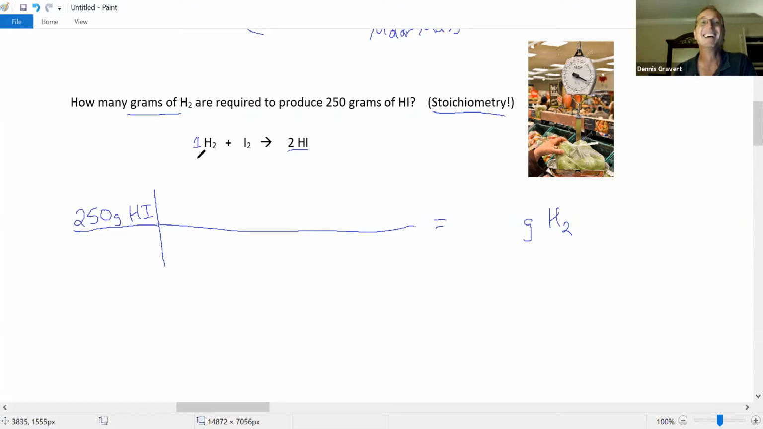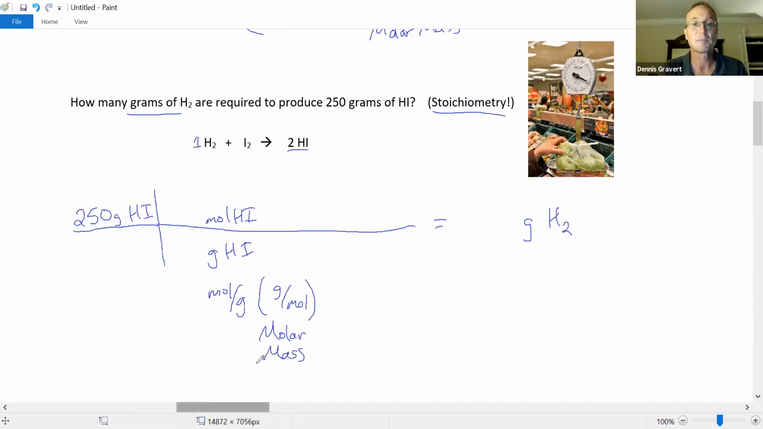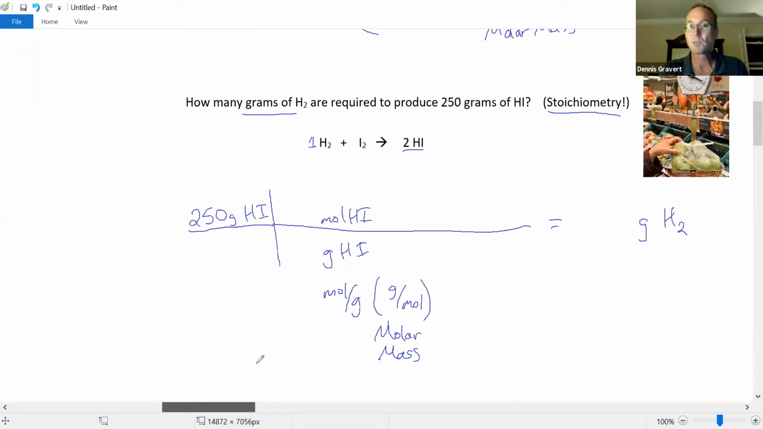So to change HI into H2, you have to go through moles. So that's the first step. Get out of grams. So we need to cancel out the grams and get into moles of HI. Moles over gram is the conversion factor. Hey, that kind of looks like grams per mole. That's the unit of molar mass. It is molar mass, but upside down. We're dividing by the molar mass. What's the molar mass of HI?